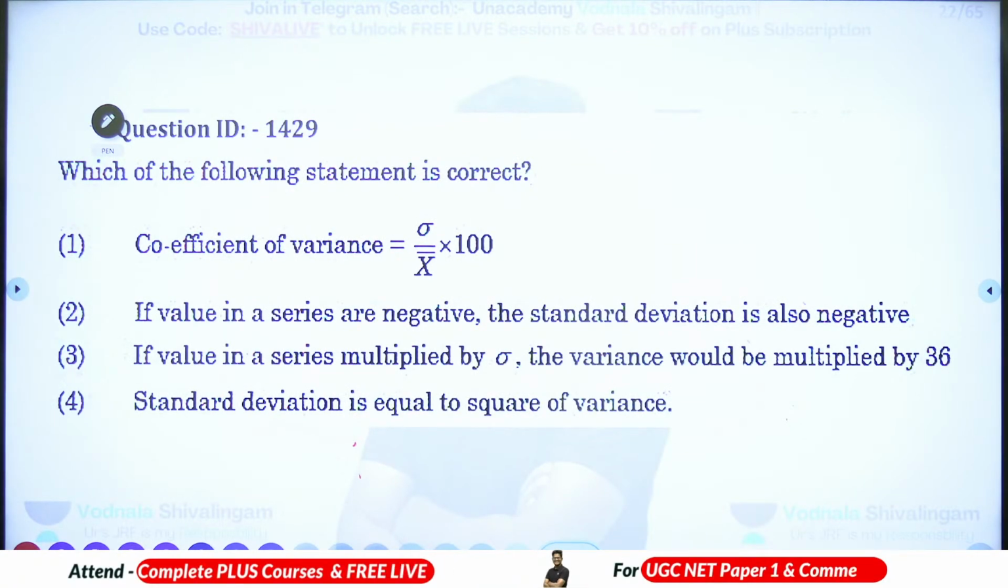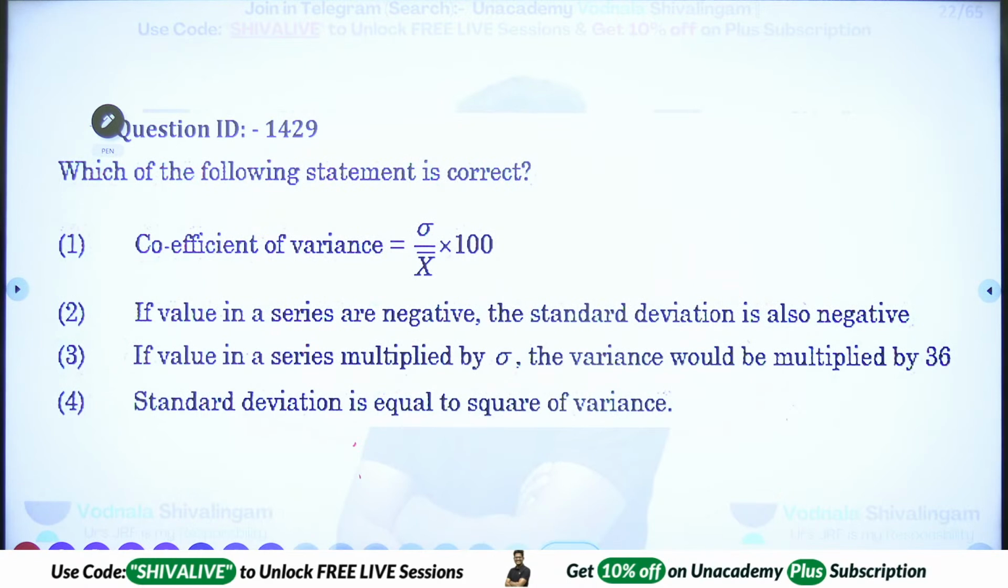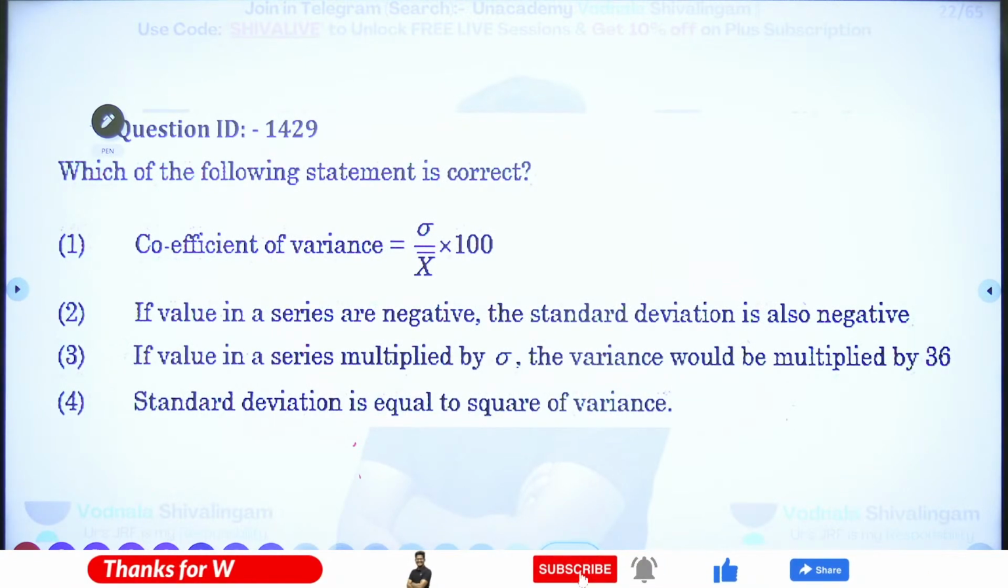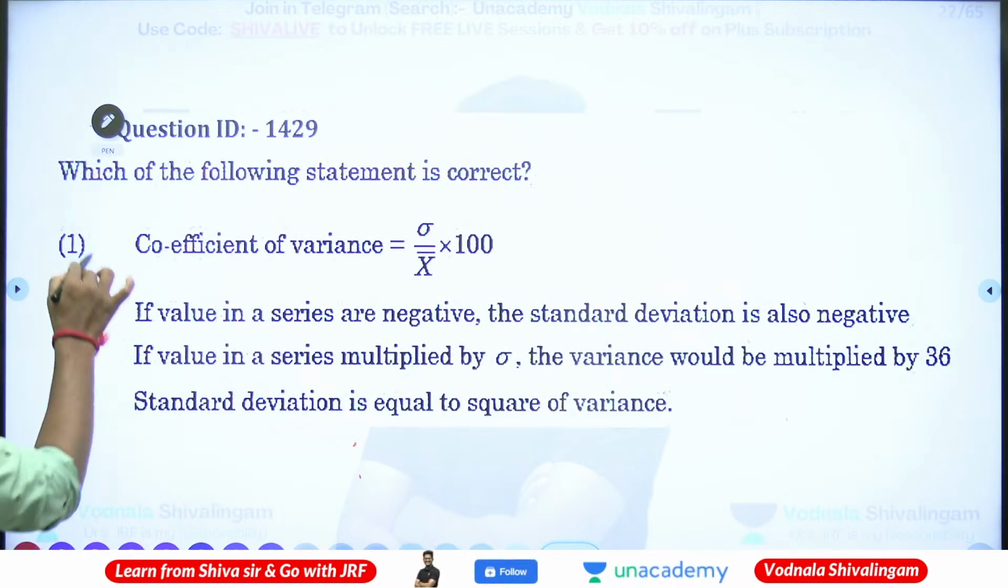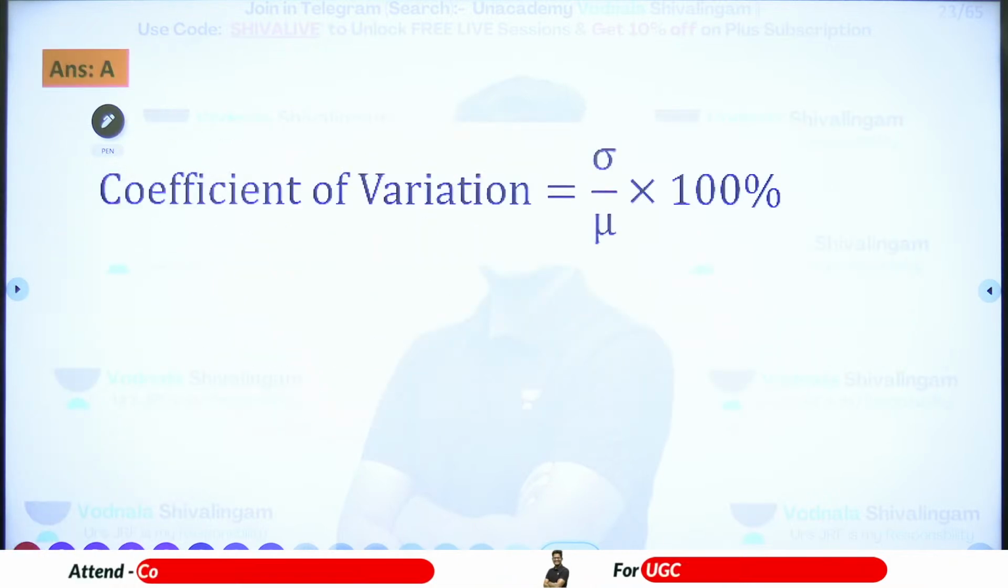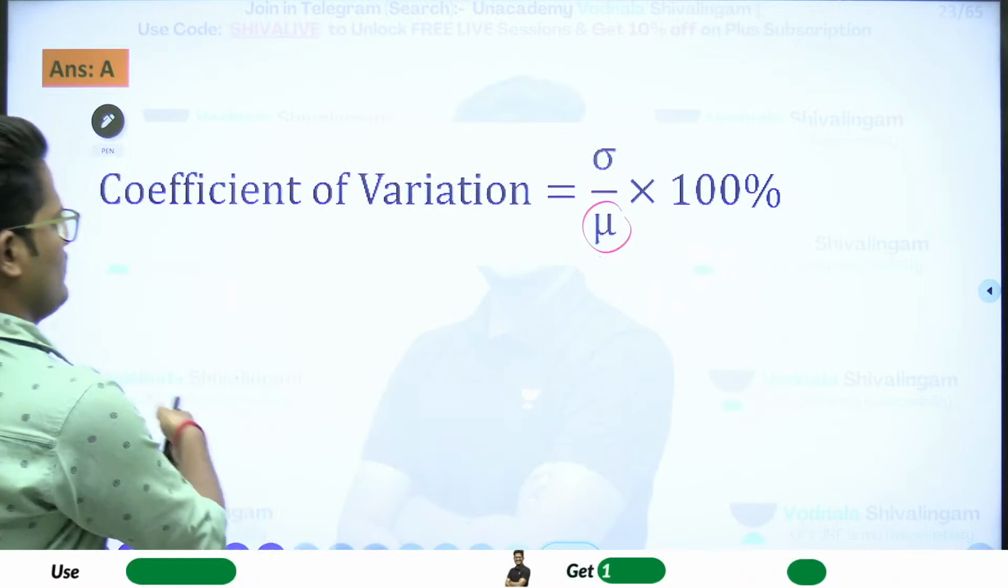Which of the following statements is correct? Coefficient of variance is standard deviation by x bar into 100. If the values in a series are negative, standard deviation is also negative. If the values in a series are multiplied by lambda, the variance would also be multiplied by 36. Standard deviation is equal to square of variance. What will be the answer for this? The answer for this question will be option A, that is coefficient of variance equal to standard deviation divided by x bar or mu into 100.